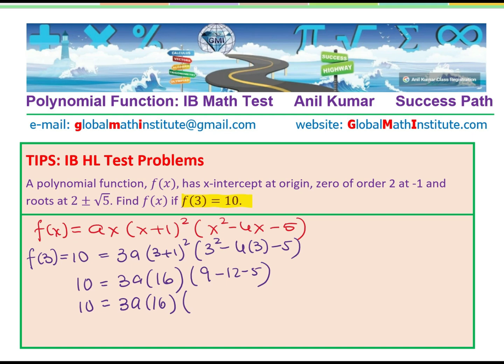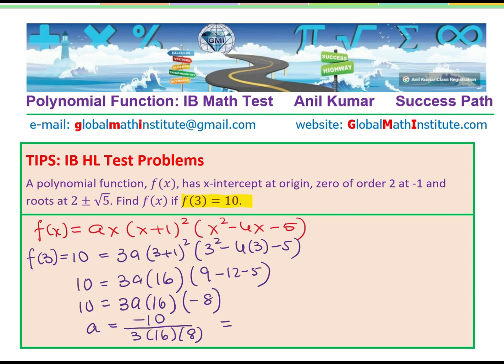So we have 10 equals 3a times 16 times (9 minus 12 minus 5), and 9 minus 5 will give me minus 8, right? So we get minus 8. 9 minus 12 is minus 3. And so from here we get the value of a, which is 10, of course negative, divided by 3 times 16 times 8.